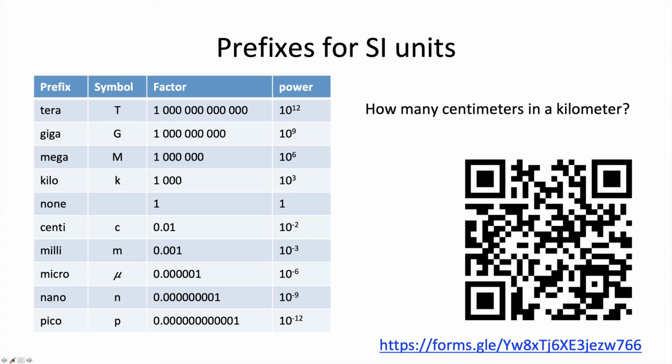So sometimes we need to convert between these. So one example is we could be asked how many centimeters in a kilometer. Well, a kilometer is 1,000 meters and a centimeter is 0.01 meters. And so dividing 1,000 by 0.01 will give us the answer to this, which gives us 100,000 centimeters in a kilometer.